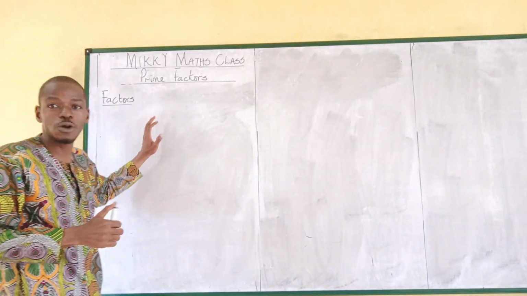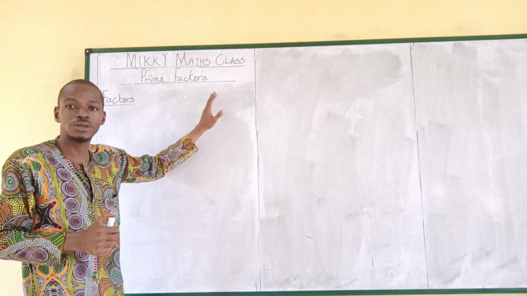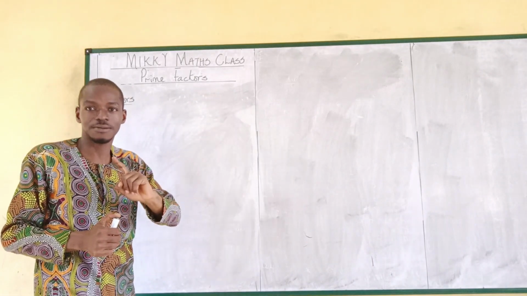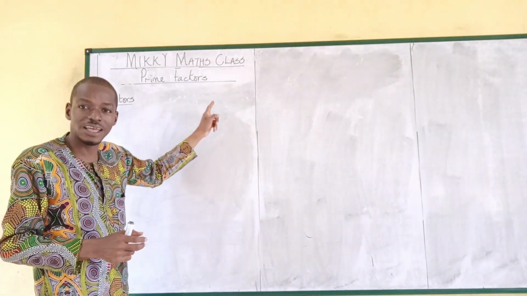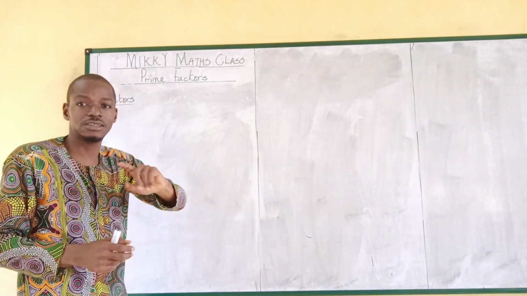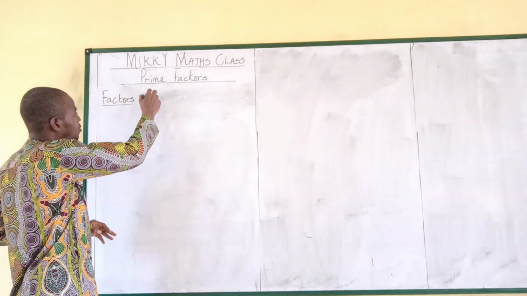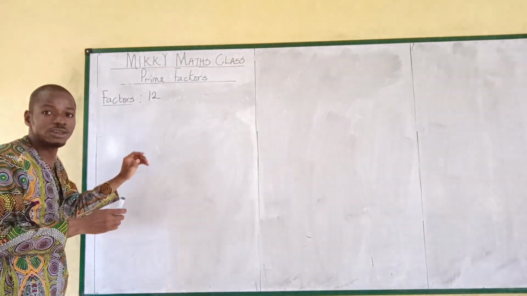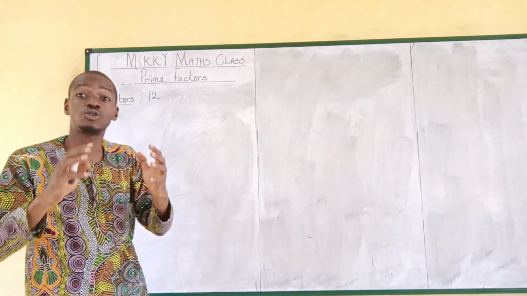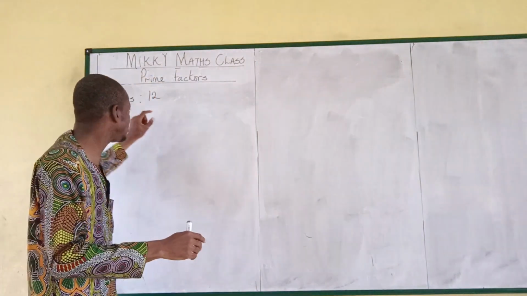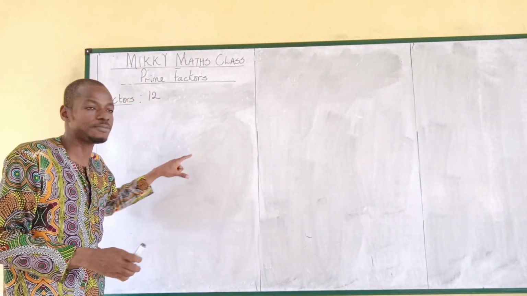Factors are whole numbers that divide another number without leaving a remainder. That means the factor of a number is that number that will divide it without leaving a remainder. How do I mean? For example, if I'm asked to list the factors of 12, what does it mean? That means I should mention the numbers that will divide 12 without leaving a remainder.